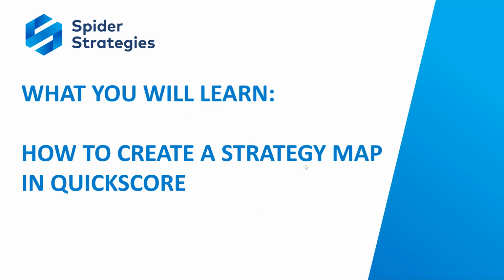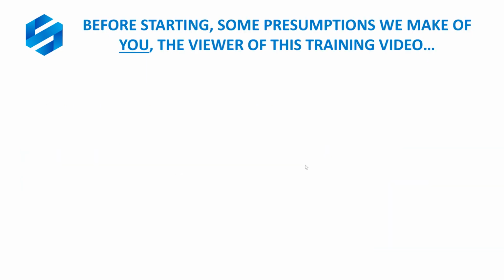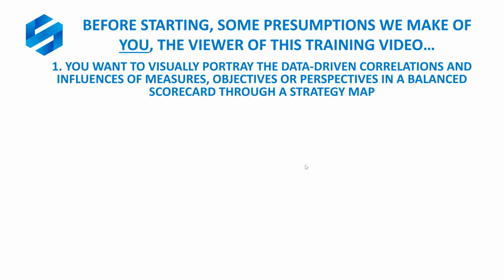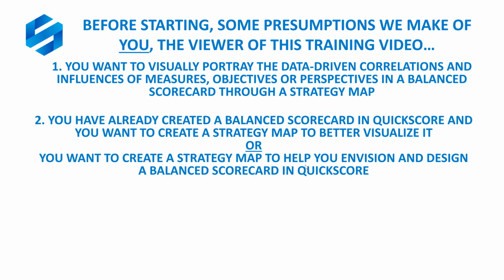In this video, you'll learn how to create a strategy map in QuickScore. Before we get into the lesson, let's talk about a few presumptions we make of you, the viewer of this training video. First of all, we presume that you want to visually portray the data-driven correlations and influences of measures, objectives, or perspectives in a balanced scorecard through the form of a strategy map.